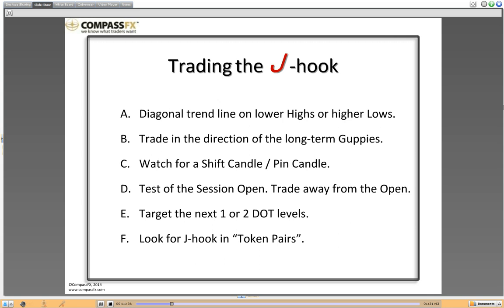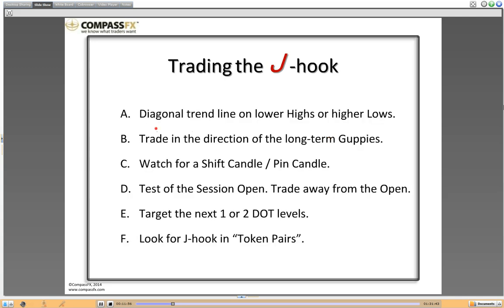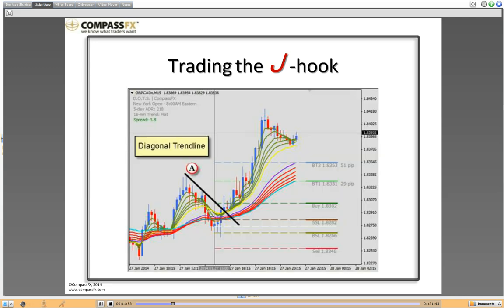Diagonal trend line: higher lows or lower highs or lower lows. This works every time, on every time frame. It's the same thing. And let me go to that slide. So you can draw the line across the bottoms. Just generally speaking, you don't even have to draw a line.